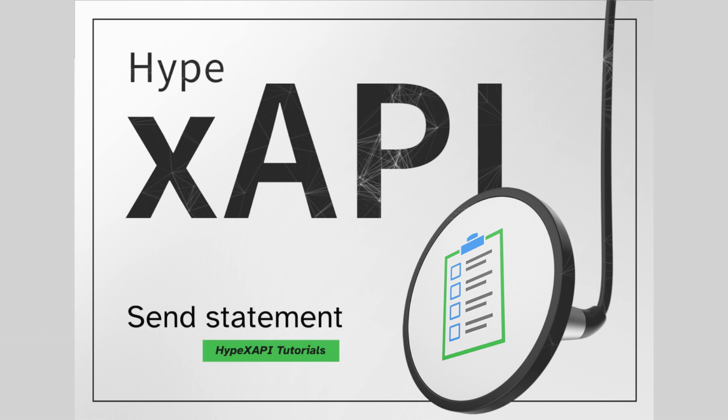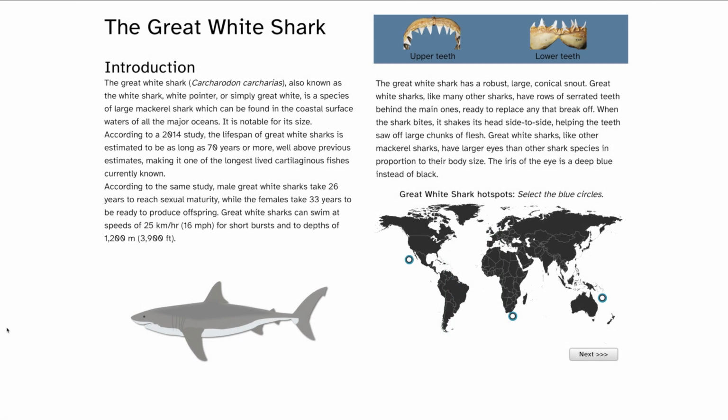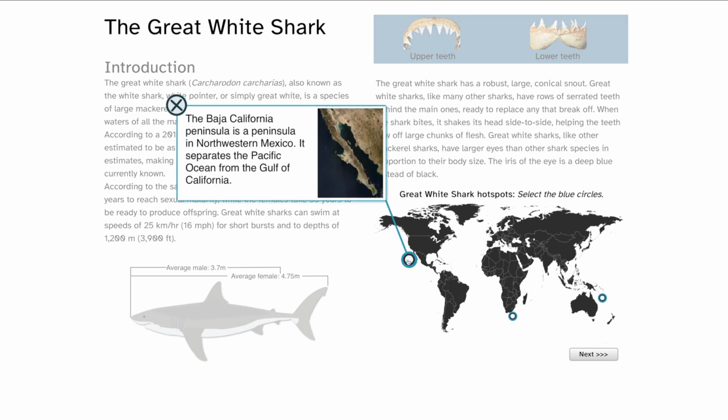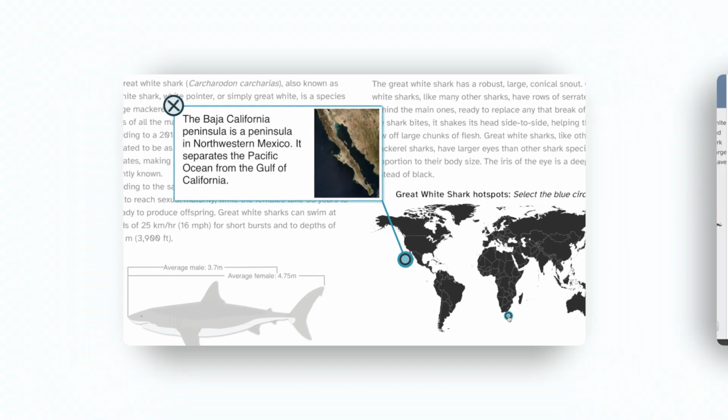In this tutorial, we are going to send a basic statement to a learning record store from our example project. Our example project is a little bit of an information dump on the great white shark. We're looking at some demographic information. We have the average size between a female and a male shark. We're looking at some table manners of a shark and also some distribution data. Most of this information comes from Wikipedia with a little bit of Hype secret sauce.